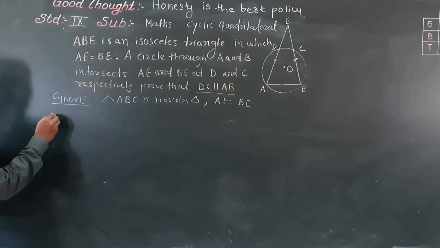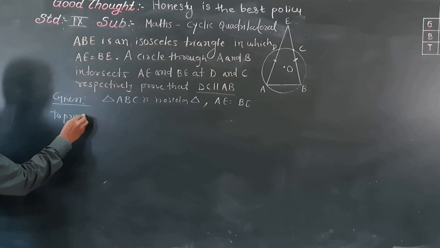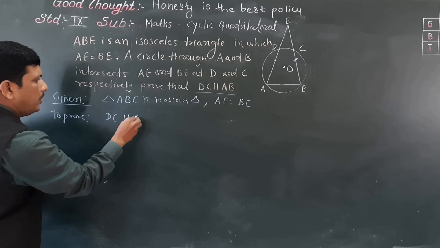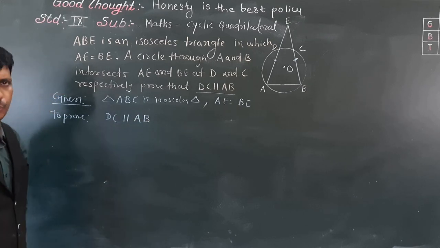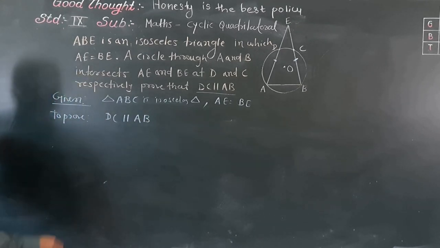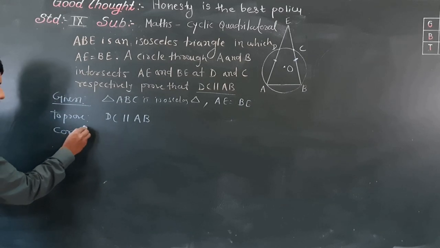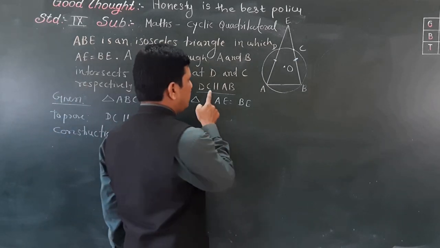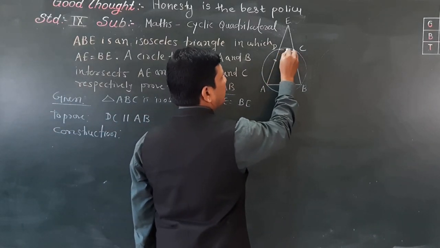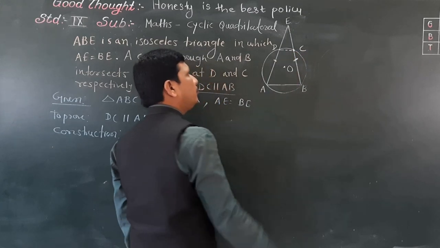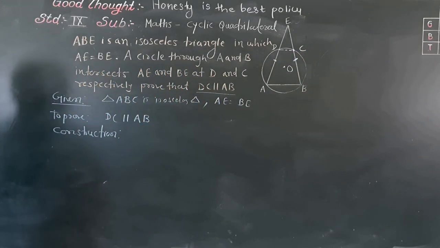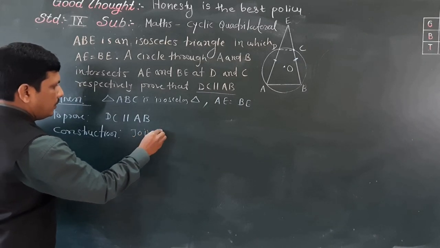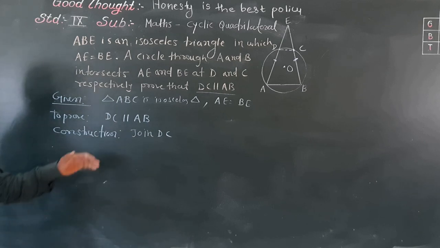Now, what do we have to prove? Here they have directly told us BC is parallel to AB. That is what we need to prove. So we need to do a little construction. What will we do? They have told us BC is parallel to AB, so we need to join BC. Understood? This is a very simple example. So here, join BC. That is the construction.